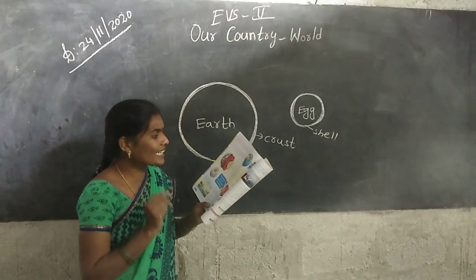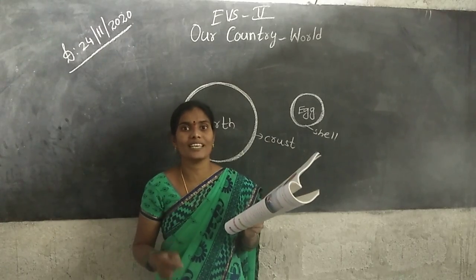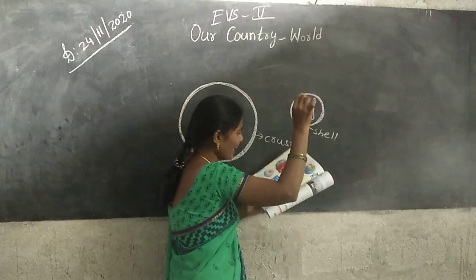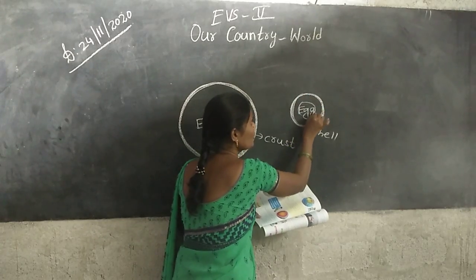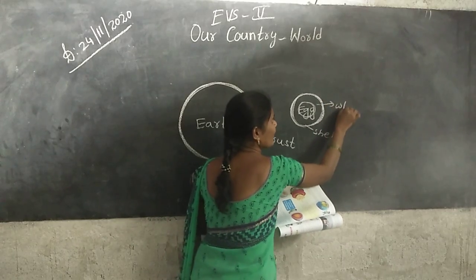Next, the second layer. The second layer is called the mantle. In the egg we can see the white layer inside. Egg is having the second layer, a white layer.